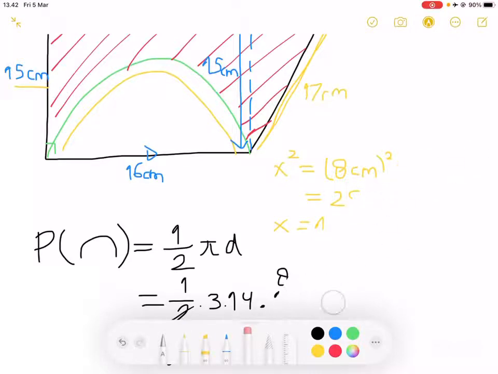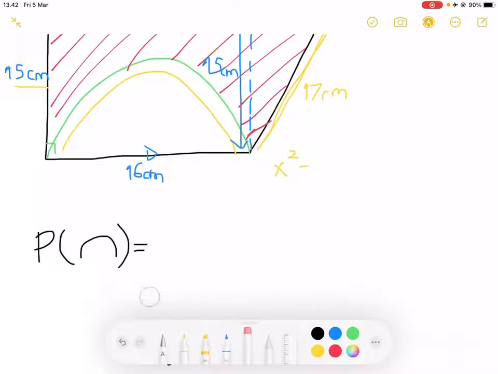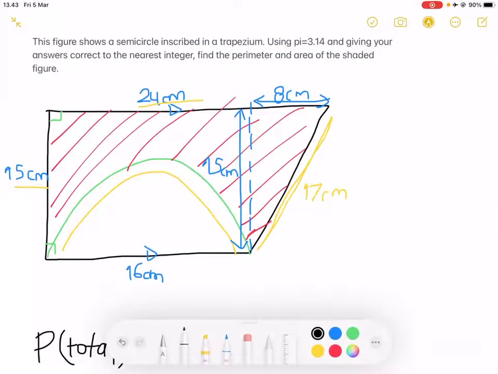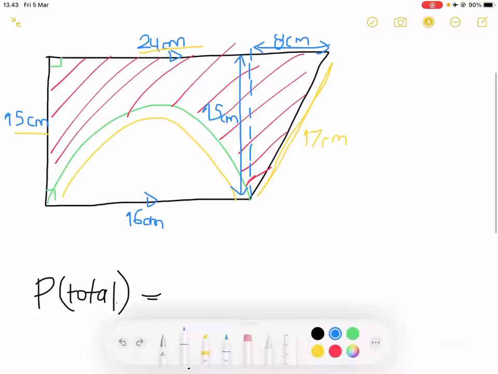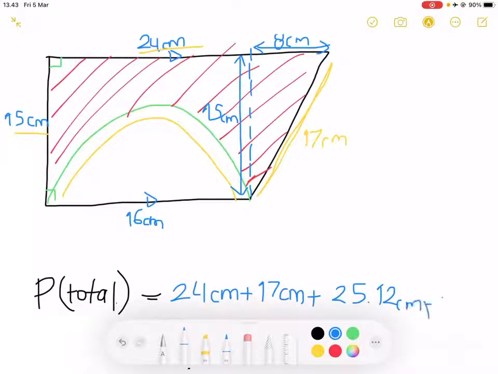And now we're ready to calculate the perimeter, which is just the sum of the sides and arcs. So let's see, the total perimeter is equal to, we're just going to count from this side right here. It's 24 centimeters, then 17 centimeters and so on. So we have 24 centimeters plus 17 centimeters plus the length of this arc, which is 25.12 centimeters, plus 15 centimeters.